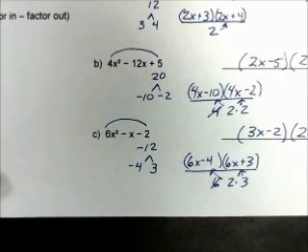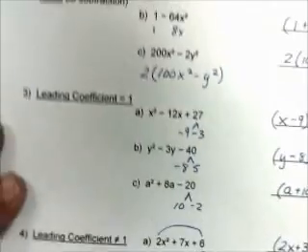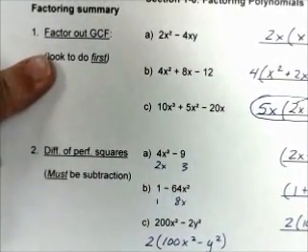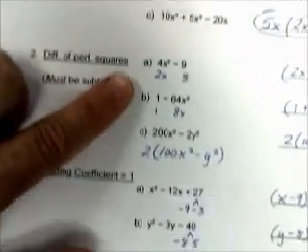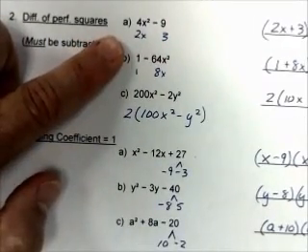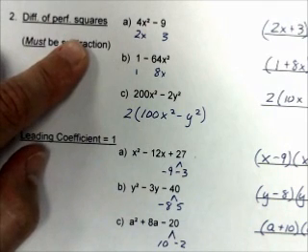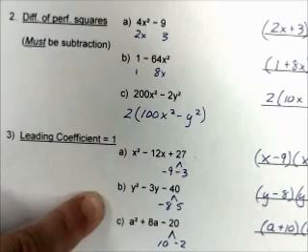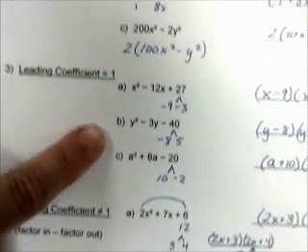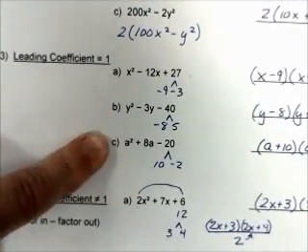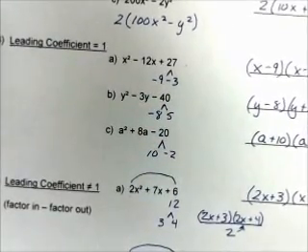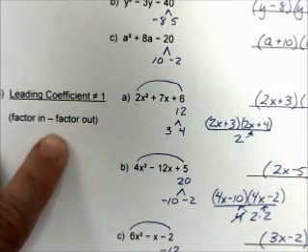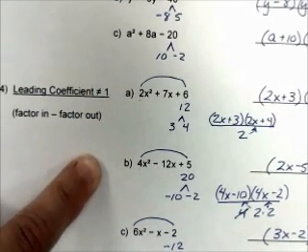So just review these one last time. Remember, first thing, always look for a greatest common factor. Then see, do you have just two terms? Are they the difference of two perfect squares? And remember, it must be subtraction. And then if you have a trinomial, if the lead coefficient is 1, you go right to the constant and look for those factors. If not, if the lead coefficient is not 1, that's when you have to do what's called this factor in, factor out method.